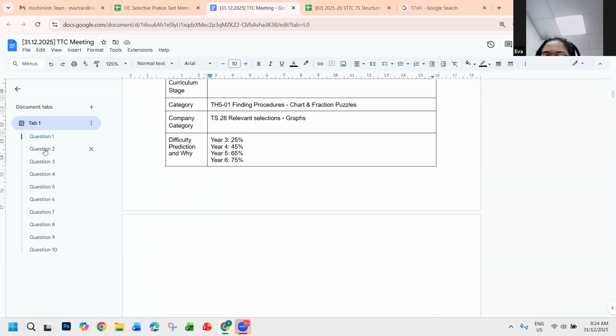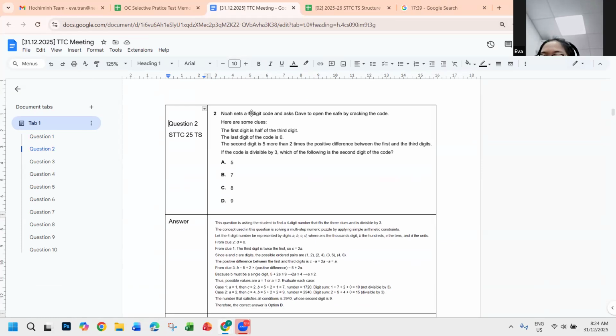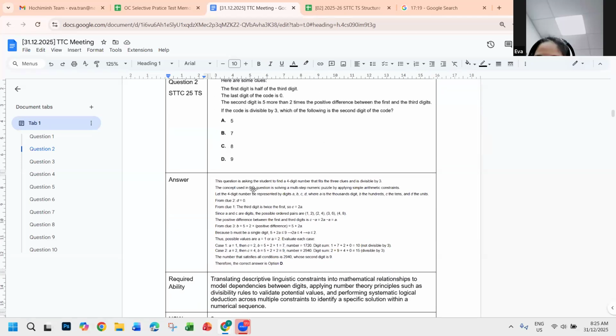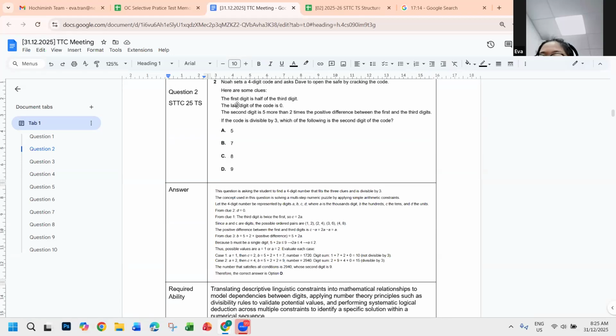We come to question number 2. Nash set a 4-digit code and asked Dave to open the safe by cracking the code. Here are some clues about the code, and if the code is divisible by 3, which of the following is the second digit of the code? Firstly, we call the 4-digit number ABCD. From the second clue we have the last digit is 0, so D will be 0.